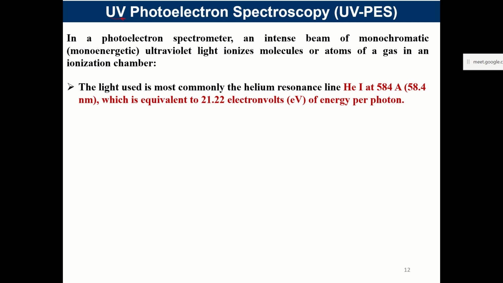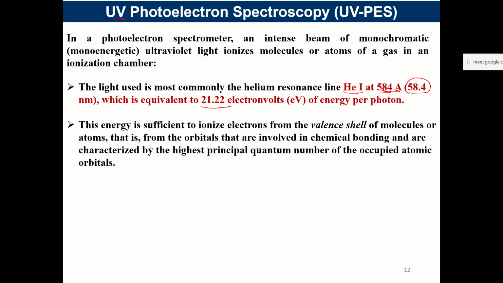The light source that is usually used is helium-1, 584 angstrom, or you can say 58.4 nanometer, which corresponds to 21.2 eV. This energy is sufficient for ionizing most of the molecules. So in a typical UV-PES, it is the helium-1 line that is used as the source of light.